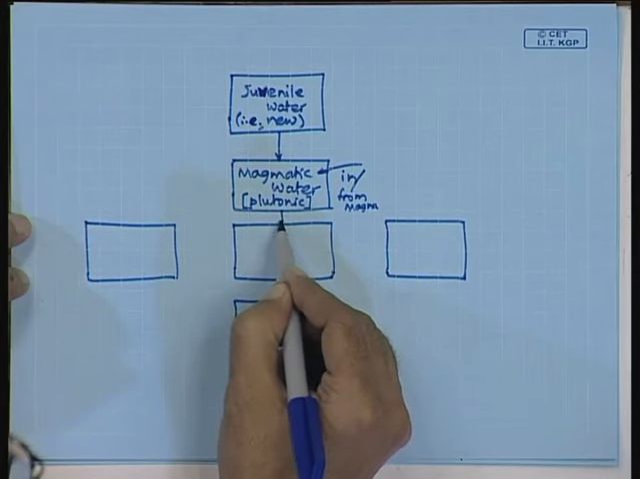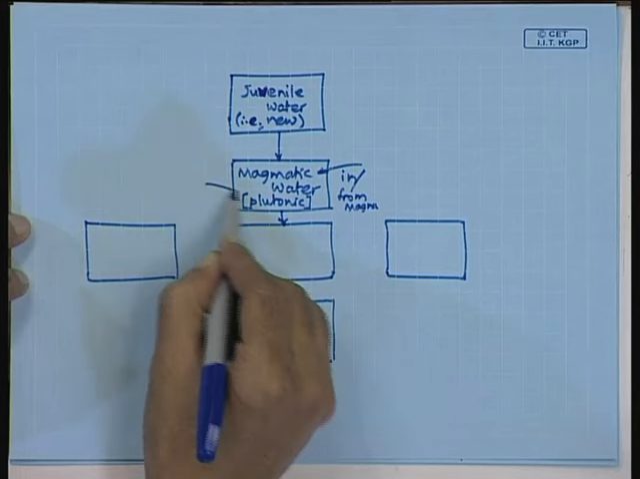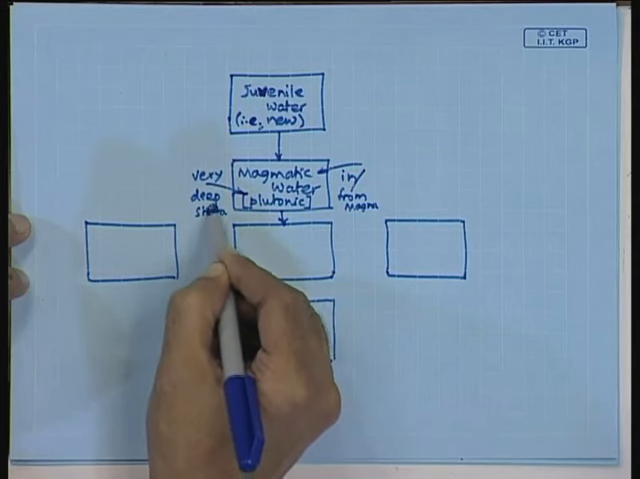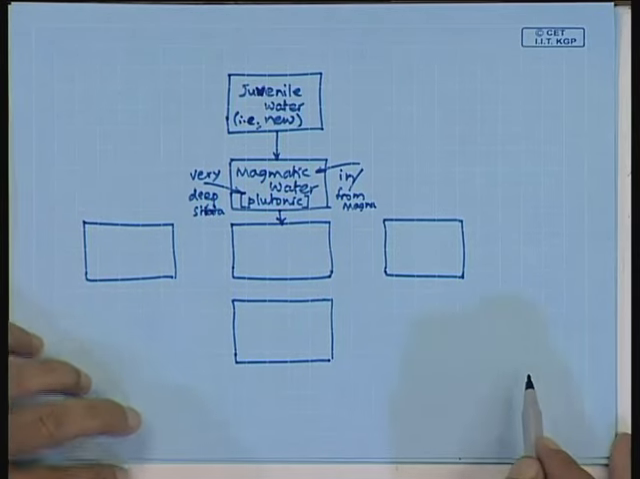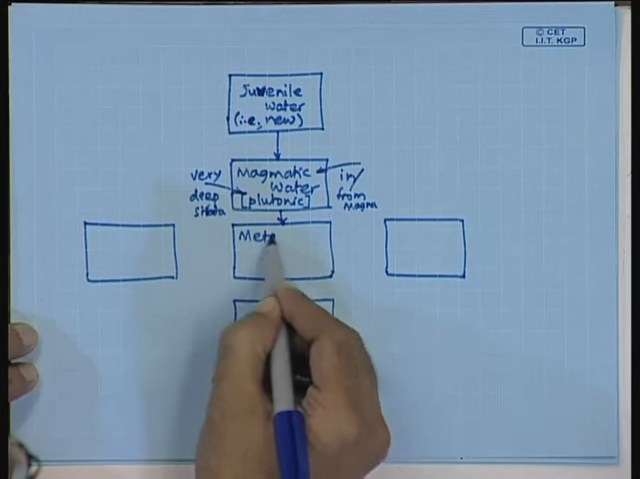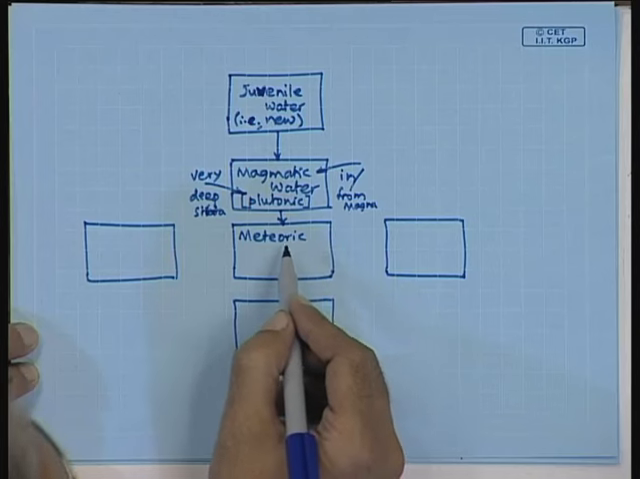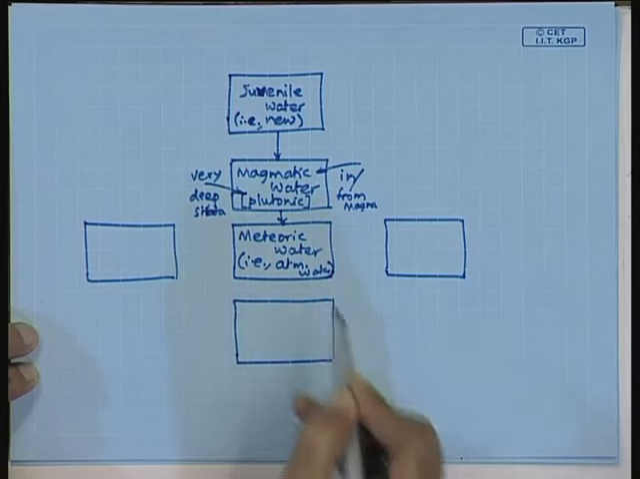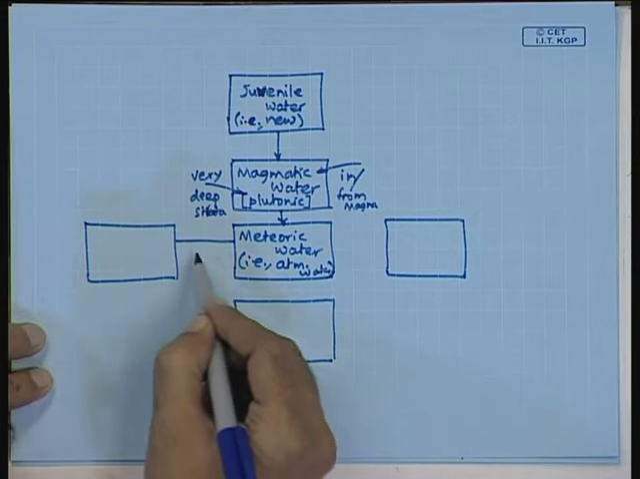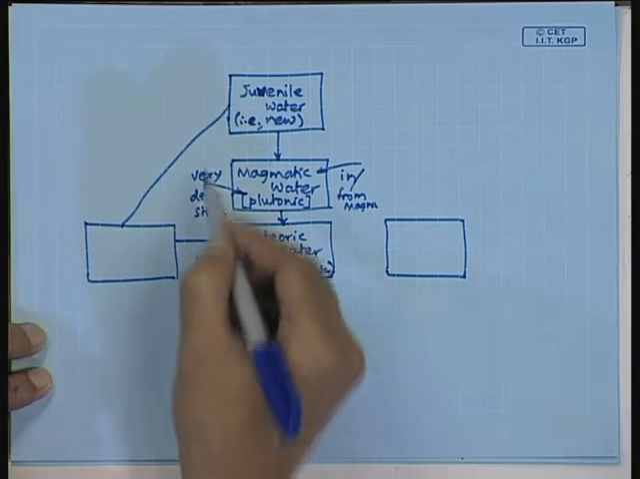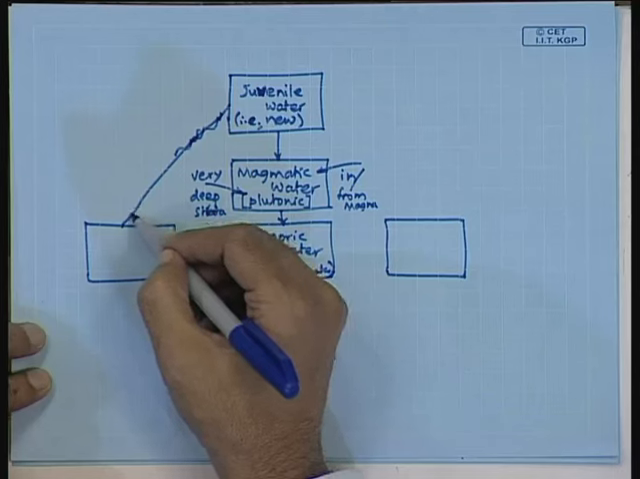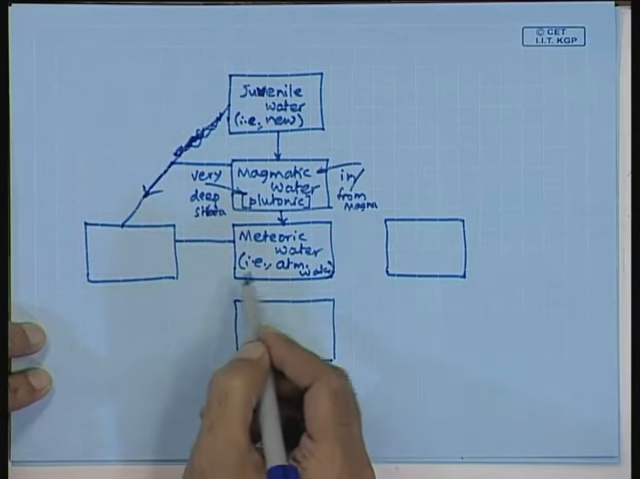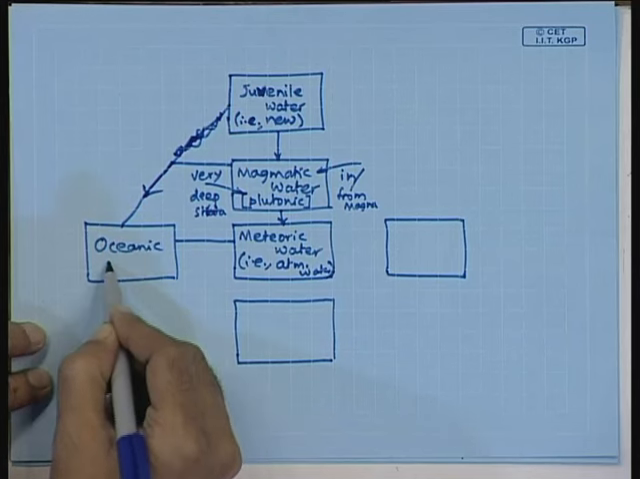And if it is in very deep strata, then it is known as plutonic. Next is this meteoric water. So, that is atmospheric water. And from magmatic water, there is a connection to oceanic water, which is the water in the ocean.